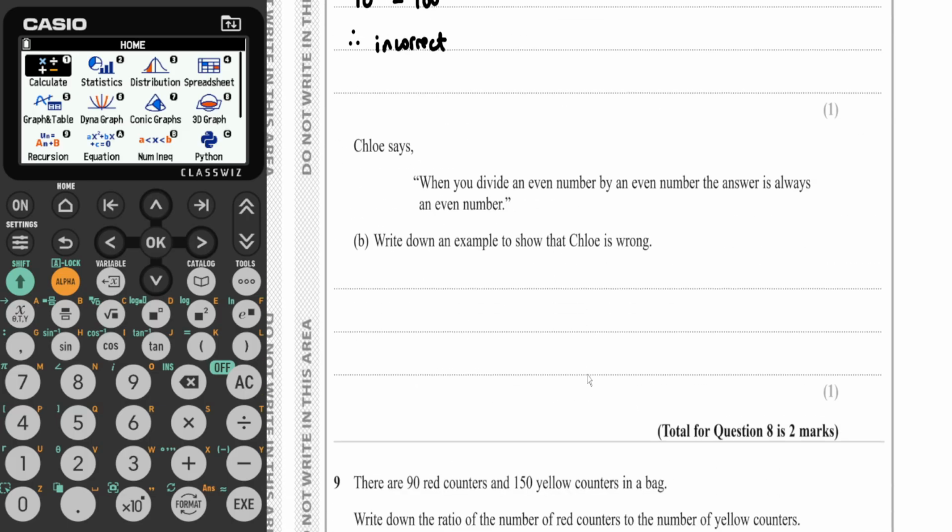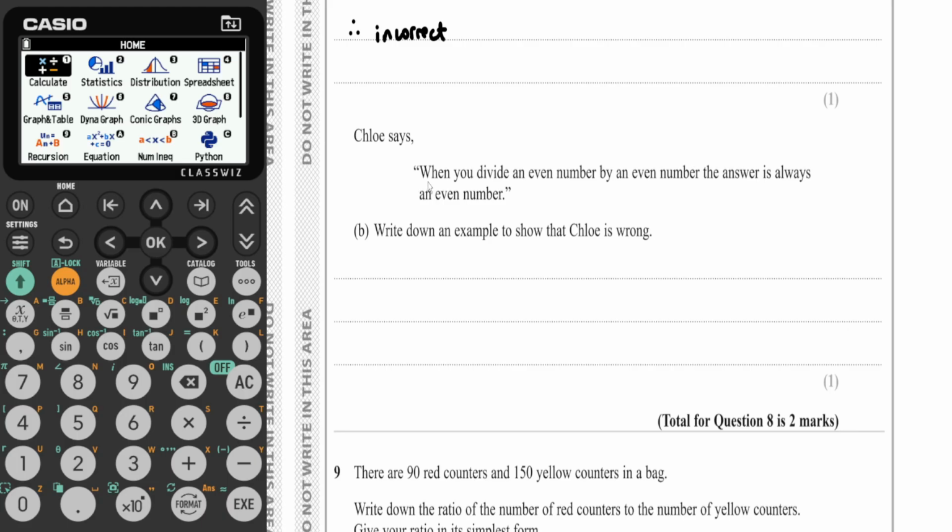Junaid is incorrect. Part B, Chloe says when you divide an even number by an even number, the answer is always an even number. We have to write down an example to show that Chloe is wrong. Well, if I have 6, which is an even number, and if I divide this by 2, which is another even number, I get 3. 3 here is odd, so therefore she's wrong.